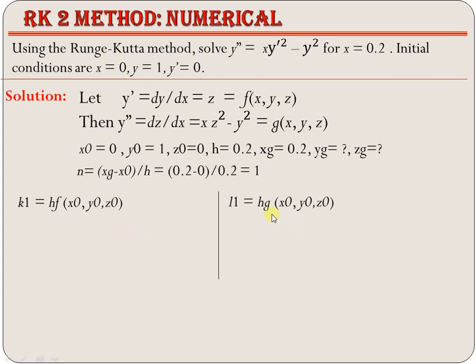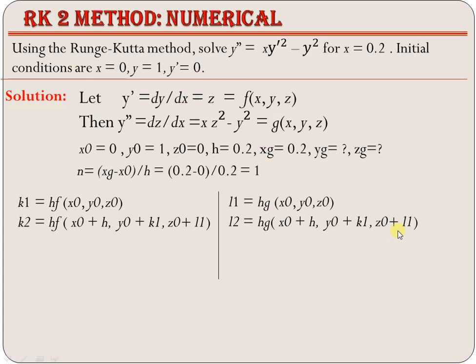Similarly the l1 value is calculated as h into g of x0 comma y0 comma z0. The formula is the same, only we consider the second function, that is, the initial values of x0, y0 and z0 we put in the second equation, which we denoted as g. Then we get the l1 value. Similarly we can calculate the k2 value using this formula and the l2 value using this formula. Then we calculate k using k1 plus k2 by 2 and l as l1 plus l2 by 2. Then we have to find the value of yg.